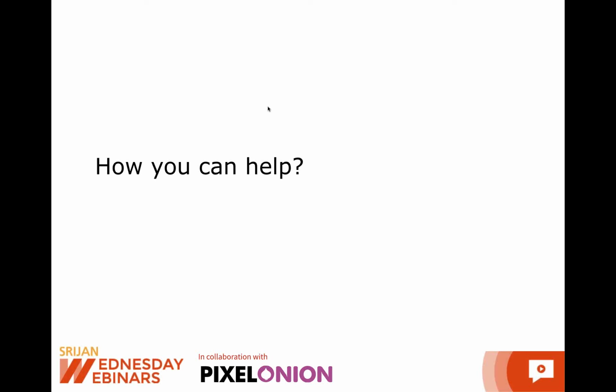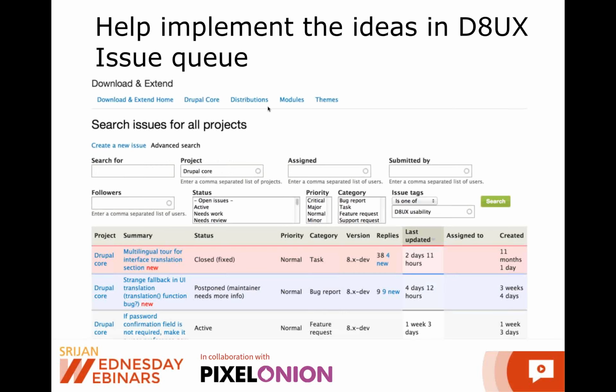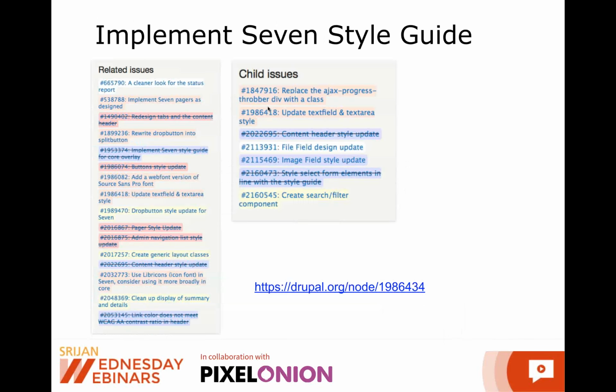So how can you really help? We can see that Drupal 8 is there. You can give it a try, but there are actually still quite a number of issues and tasks that anyone can help to contribute. And one of those is really to help implement these ideas that are in the Drupal 8 issue queue. The other one, which is related, is basically the 7 style guide.